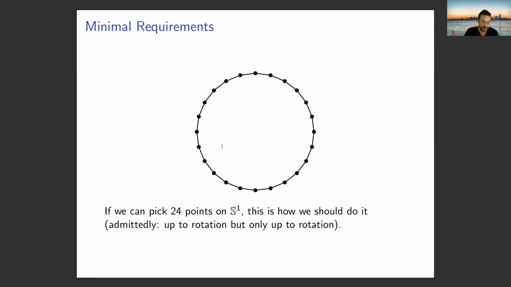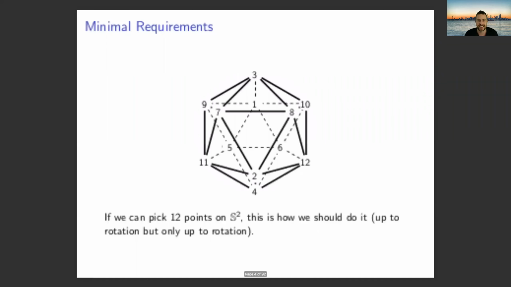If you come to me and say, here's one way of defining the most regular set of points, I will test it on S1. And if this is not the answer for 24 points, I will say your concept is wrong. It's a minimal requirement. And of course, there are many concepts that give you this. So that's not the problem.